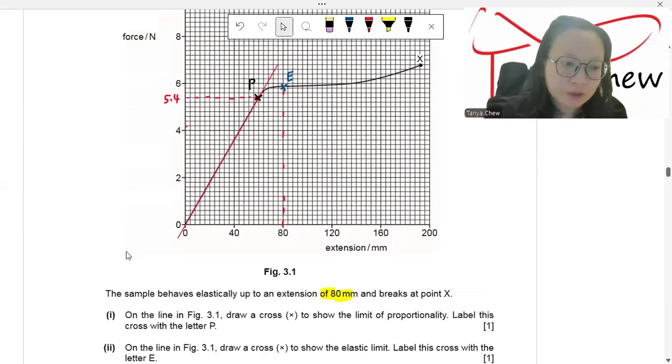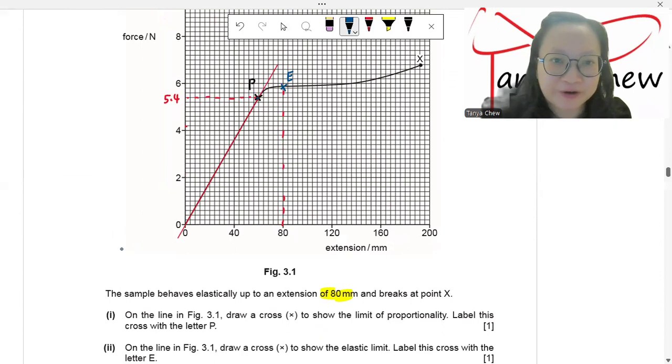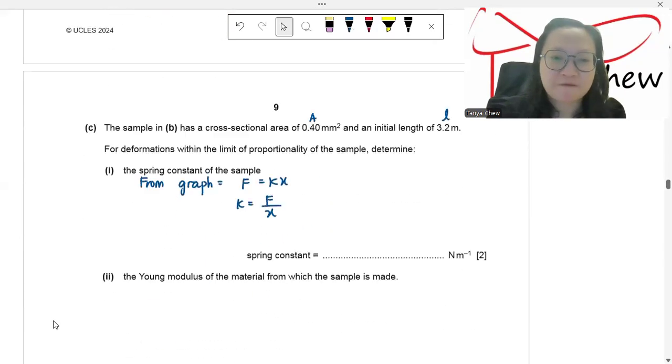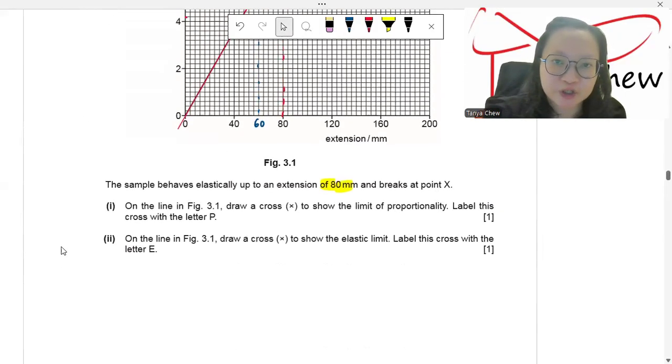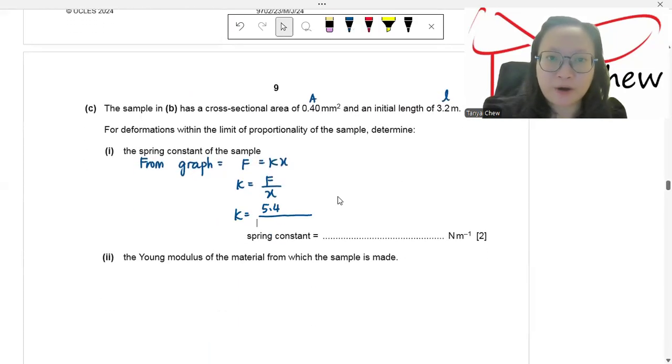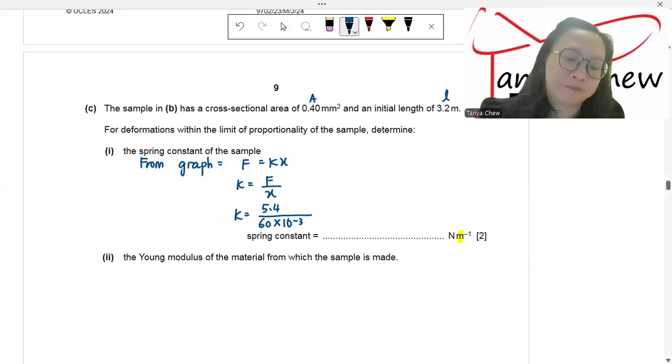So I take a value. My value is the one that I label here, 5.4, and this is 60, right? So I'm going to use that. Force is 5.4. K is equal to 5.4 Newton over the extension, which is 60, but in millimeter. Remember, look at the unit of spring constant. It has to be meter. So 60 millimeter, you have to divide by 1,000 or you times 10 to the power negative 3. K value is 90 Newton per meter.